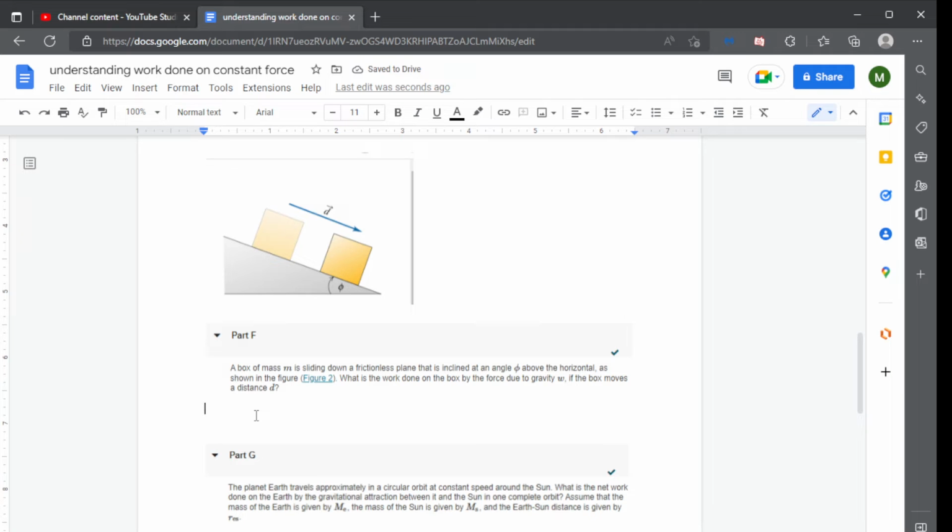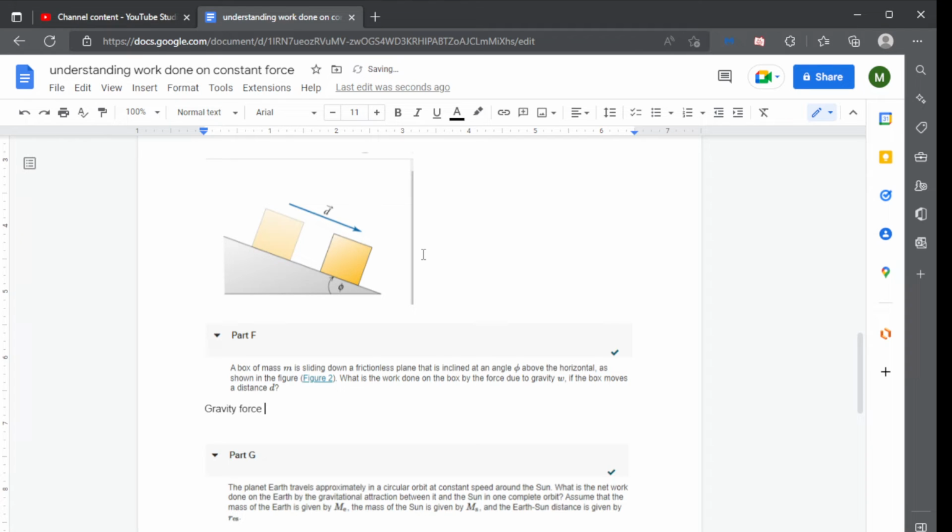Part B. A box of mass m is sliding down a frictionless plane that's inclined at an angle of theta above the horizontal as shown in the figure. What is the work done on the box by the force due to gravity W if the box moved a distance of d? Here's d, and we're looking for the work done by gravity.